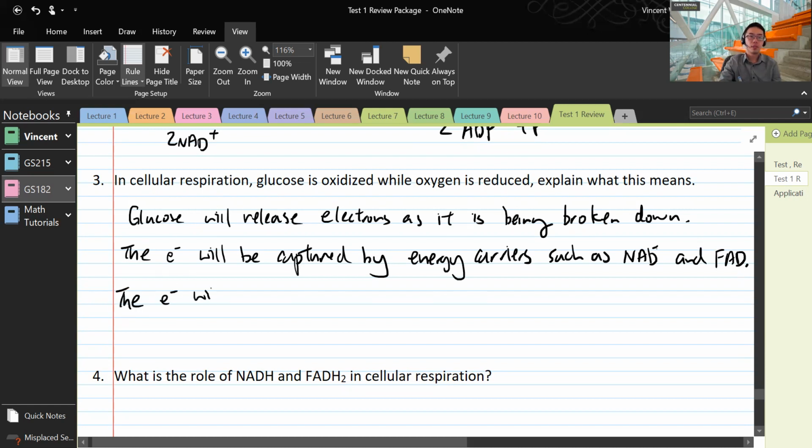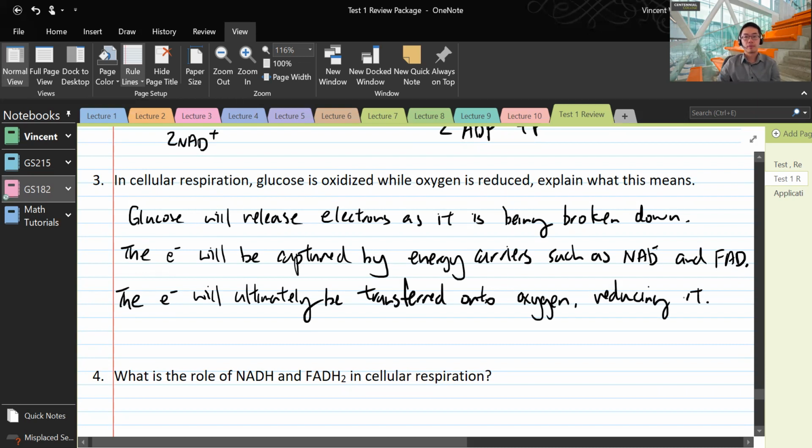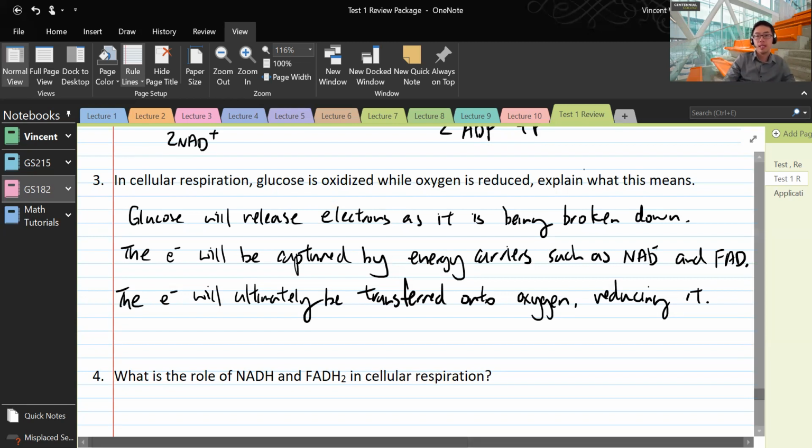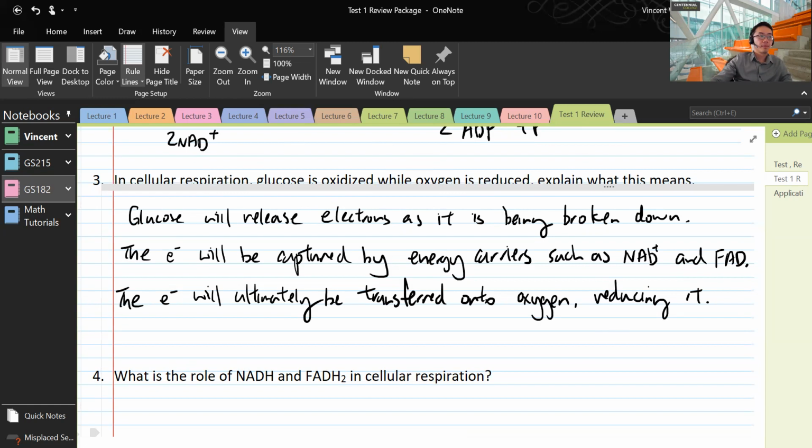The electrons will ultimately be transferred onto oxygen, reducing it, right? That's basically it, right? It's not a direct transfer. It's not like from glucose directly onto oxygen. Right? It goes through the NAD plus and the FAD, but essentially, right, it is a transfer of electrons from glucose indirectly onto oxygen. Okay.